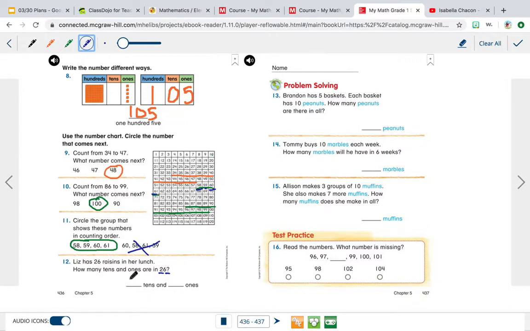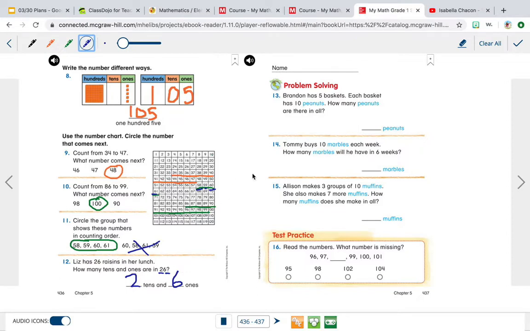I hope you said 2. We have 2 10s in 26. Now let's see how many 1s are in 26. 2 or 6? 6. So, in 26, there are 2 10s and 6 1s.